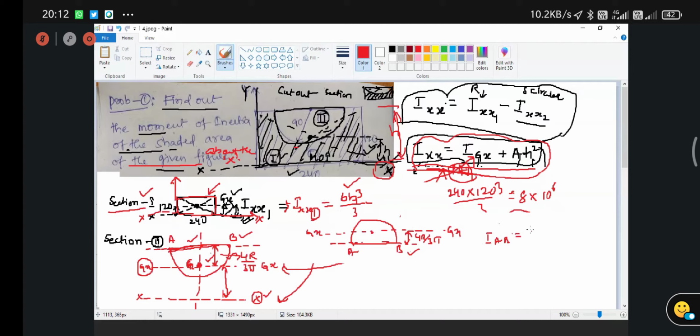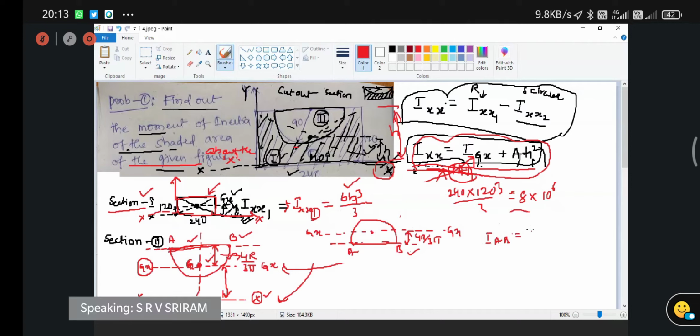We don't know the value of this one, but we know the value of IAB. From the proof we got the IAB value as pi r power 4 by 8. So if you bring it to the left hand side, that term will be subtracted, and I will get the moment of inertia about the central axis. So that's why I first have to find the moment of inertia of the central axis. By subtracting A into h2 square from IAB, I get the moment of inertia of the central axis.